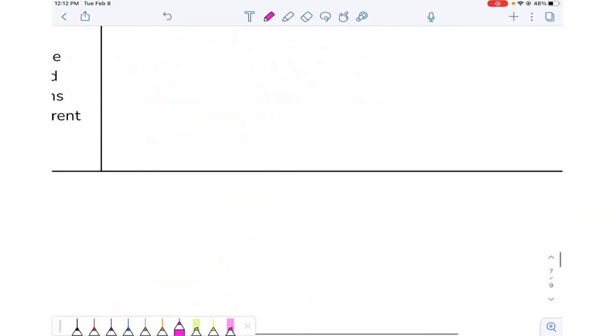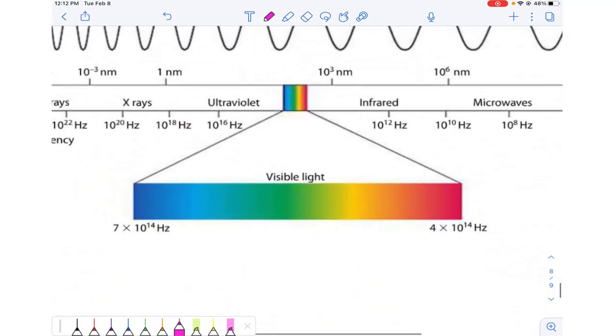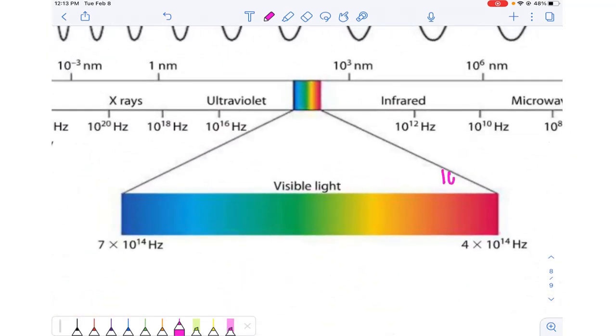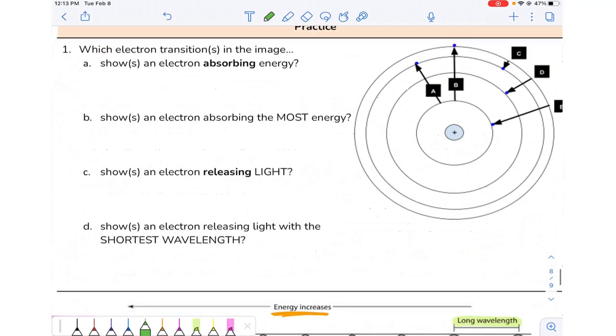So if I go back down real quick to look at that electromagnetic spectrum, this is going to be your long wavelength side. This is going to be your short wavelength side. So things that are in the reds have very long wavelengths, which means they are very low energy waves. Things that are in the blues and the purples, they have short wavelengths, which means they are high energy transmissions.